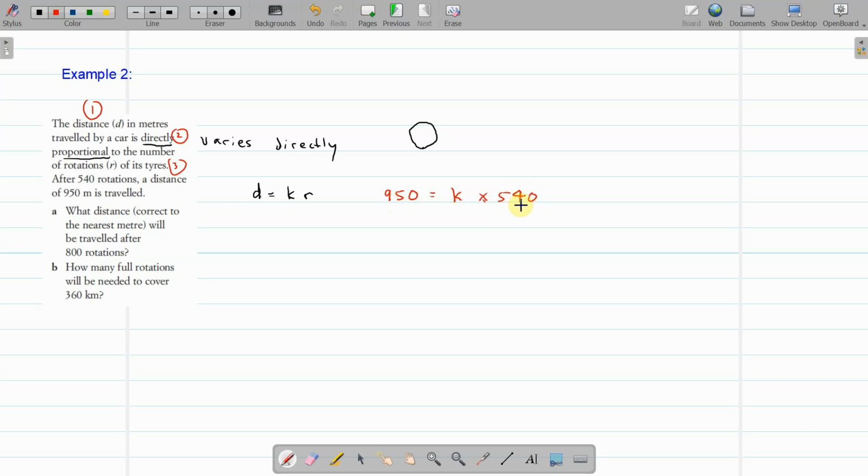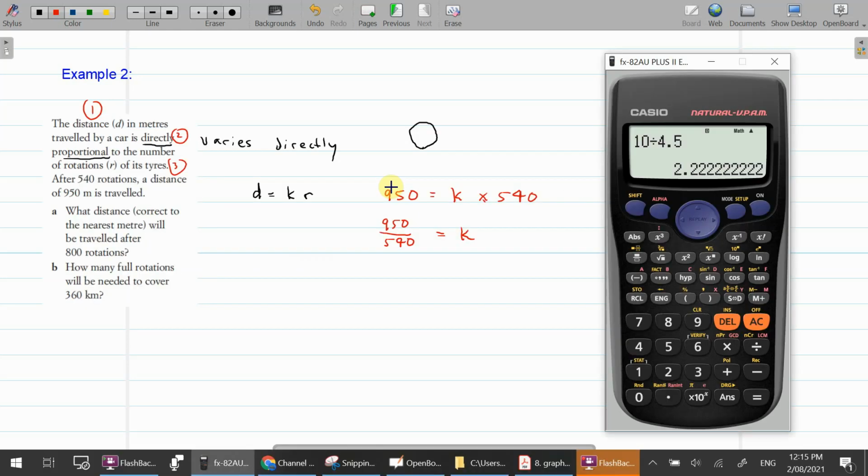Distance, link, rotations. Then we divide, getting that, that divided by that will give us what K is. And then we can use that to work out these other two. Okay. 950 over 540.